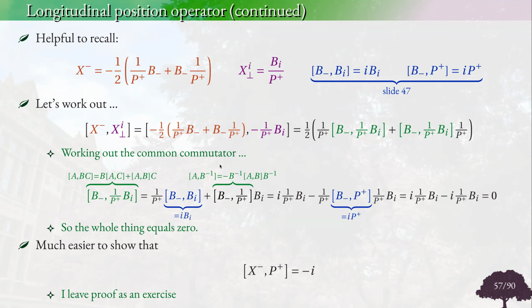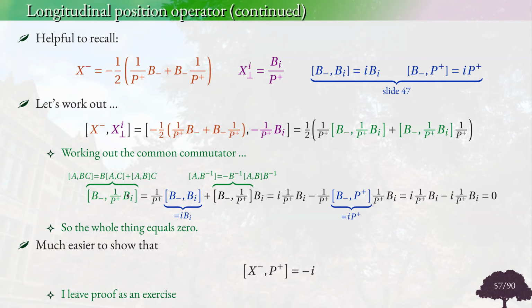And you can distribute out your sum in the left part of the commutator. You can pull out your overall 1/2, your minus signs cancel, and you get a two-sided average of 1 over p plus and a commutator between your longitudinal boost generator b minus and 1 over p plus times bi. So this commutator is in common between both of these terms, so we can work that out.